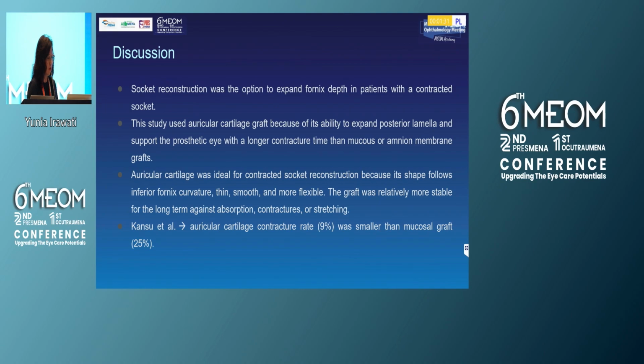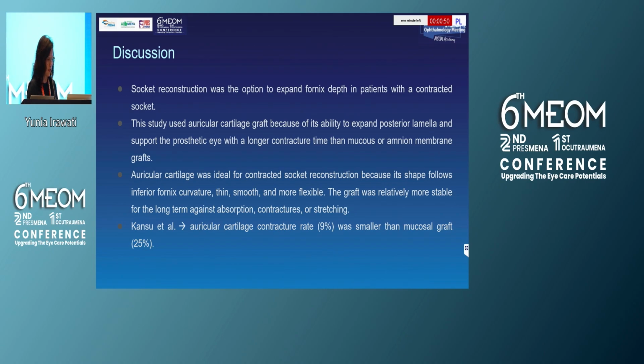For discussion, socket reconstruction was the option to expand the fornix depth in patients with a contracted socket. In this study, we used the auricular cartilage graft because of its ability to expand the posterior lamella and support the prosthetic eye with longer contracted time than the mucous membrane graft or the amnion graft. Auricular cartilage is ideal for contracted socket reconstruction because its shape fits the inferior curvature, and it is thin, smooth, and more flexible. The graft was relatively more stable in the long term against absorption, contracture, and stretching.